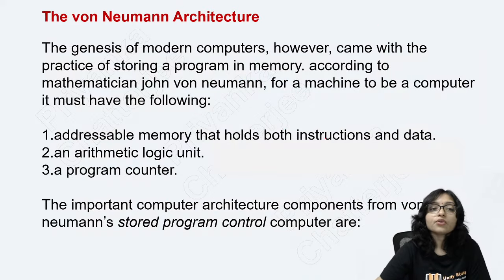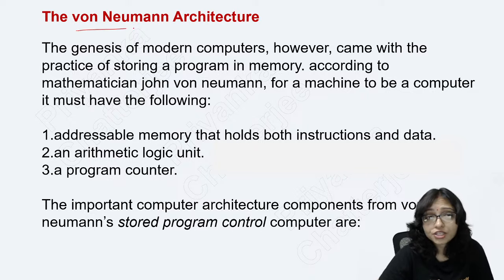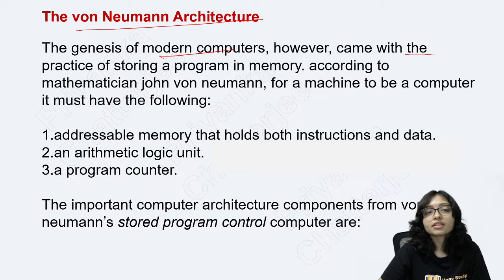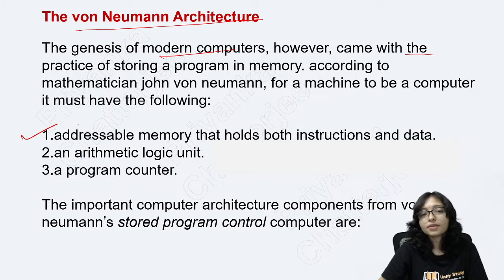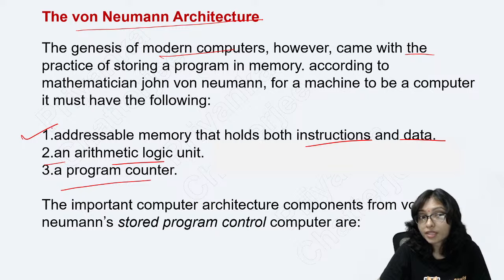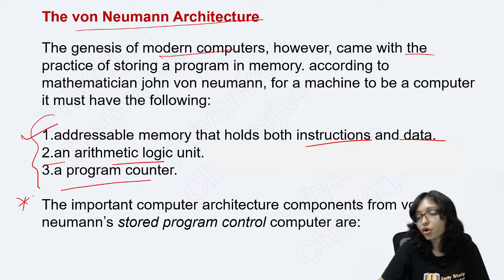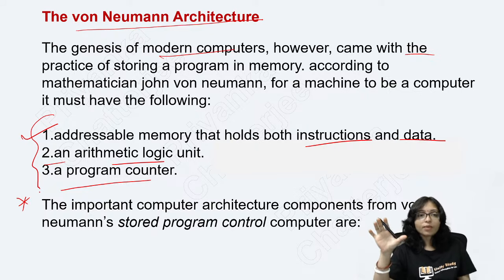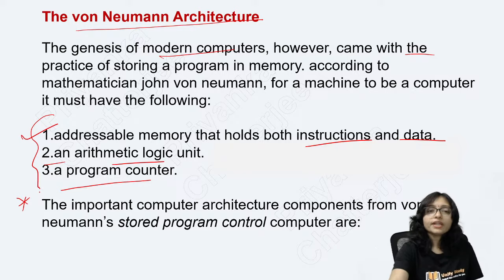Yes. Now you can see in von Neumann architecture, the first basic architecture of the computer, right? This is the modern computer, where there is an addressable memory unit holding both the instruction and data, an arithmetic logic unit should be there, and the program counter also should be there. These are the three most important parts in the von Neumann architecture. Now we will go into more detail.